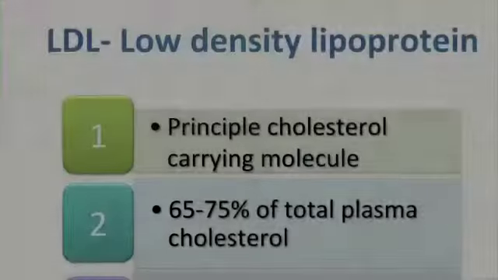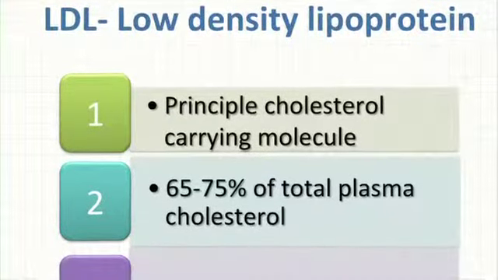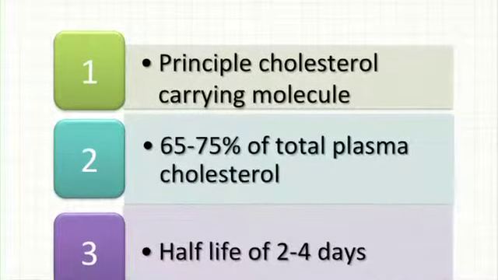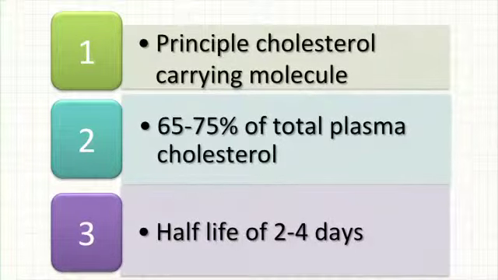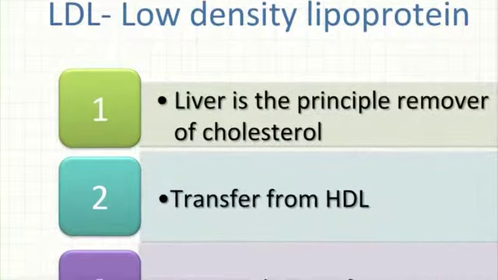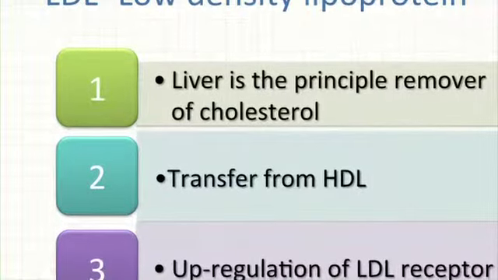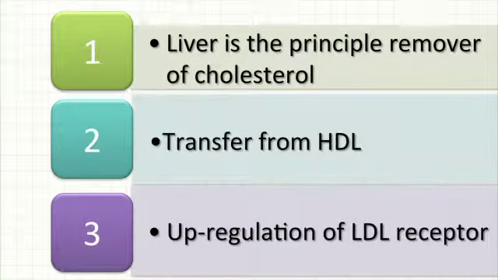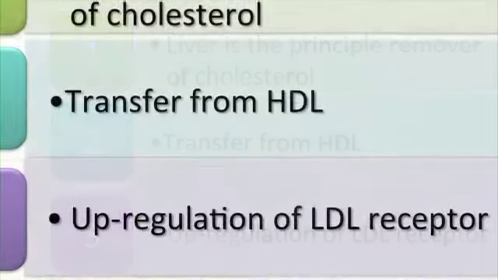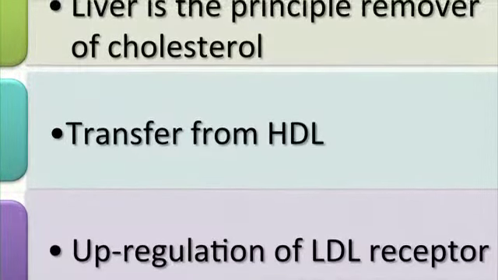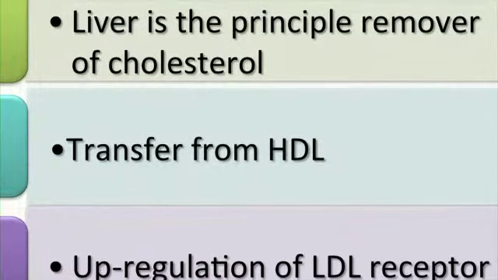Getting back to that LDL molecule, it carries mostly cholesterol. It is the molecule that we measure that we think is the biggest culprit and the major issue when it comes to inflammation inside our blood vessel wall. The liver is the principal remover of cholesterol. It picks it up from the bloodstream. LDL molecule also transfers cholesterol to the HDL molecule. And depending upon your current state of affairs, if you will, we can actually upregulate the LDL receptor on the liver. In other words, we can ask the liver to do a bigger and better job. We can ask the liver to take up more cholesterol. That's called upregulation.